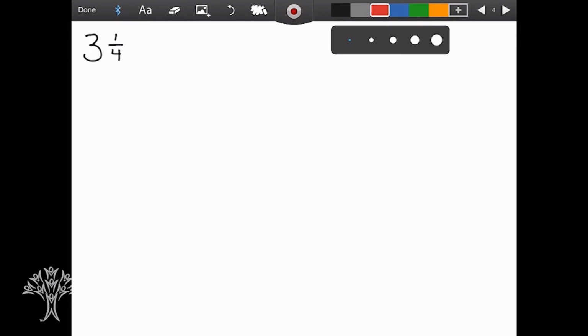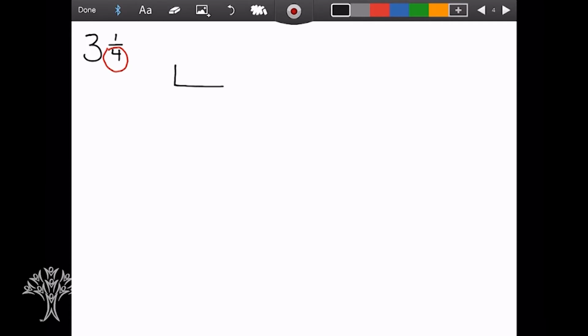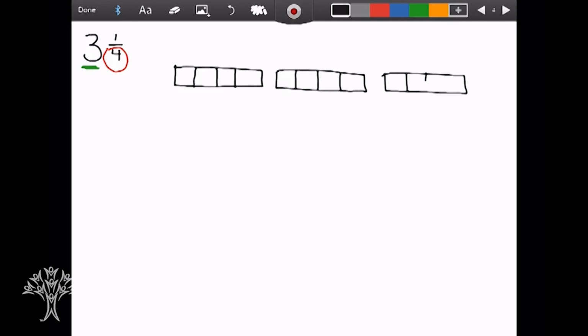So how many pieces is our whole unit broken up into? I'm looking again at the denominator, and it's going to tell me I have to break up my units into fourths. So I have 1 whole unit broken up into fourths. Now I have 3 whole units at least that I need to draw, because I have 3 wholes. Think about it like candy bars. I have 3 whole candy bars and 1/4 of a candy bar. So I'm going to draw 3 whole candy bars. And then it also said, hey, you've got another piece, a 4th, in there.